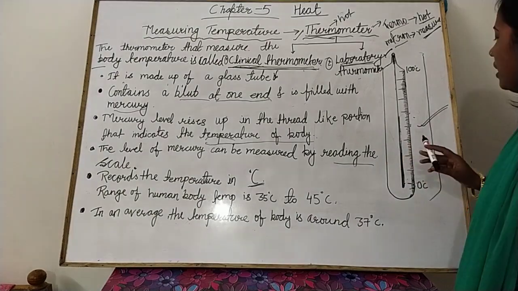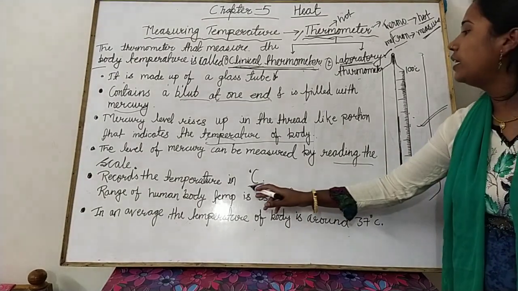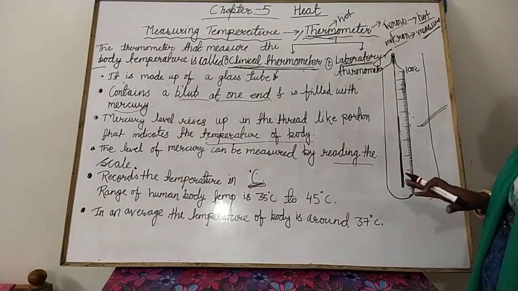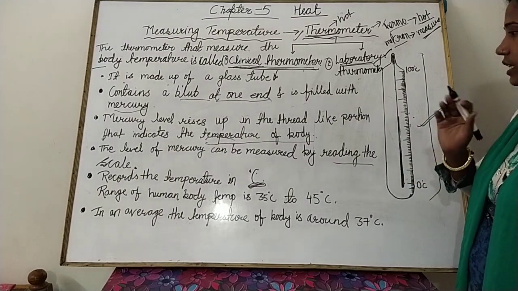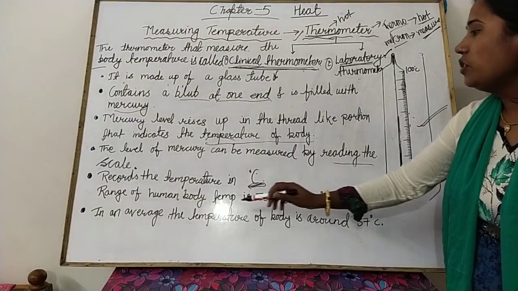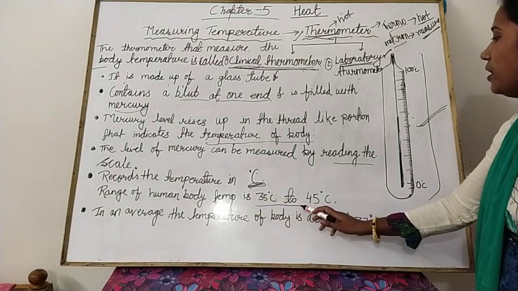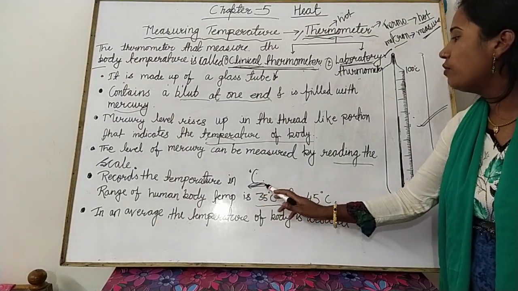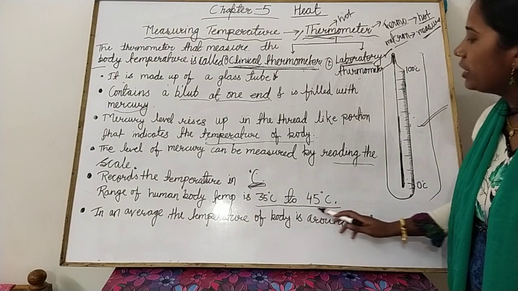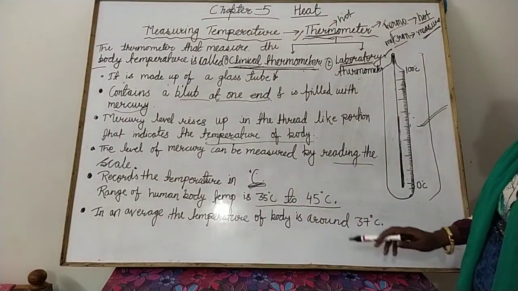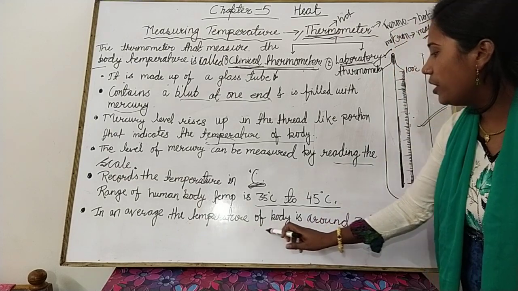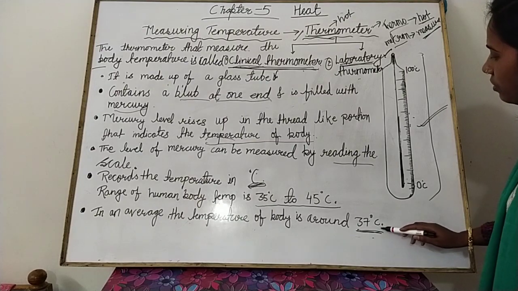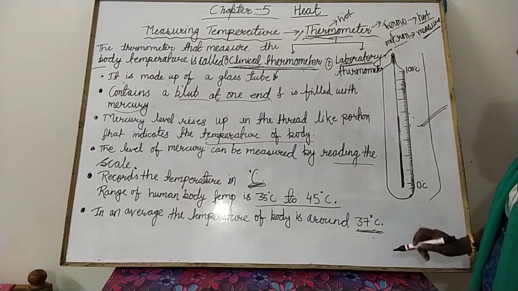Record the temperature in degree Celsius. The range of human body temperature is 35 degree Celsius to 45 degree Celsius, and on average the temperature of the body is around 37 degree Celsius. Normal body temperature of the human body is 37 degree Celsius.